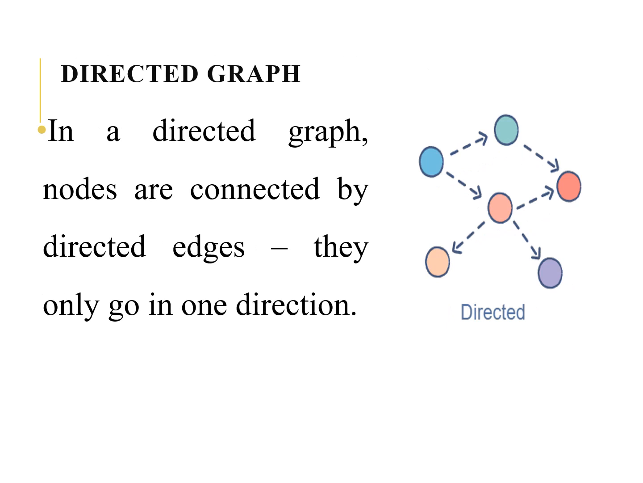Whereas in a directed graph, the arrow mark will be given and it represents the direction of traversal. In a directed graph, nodes are connected by directed edges. They only go in one direction. We can't have bidirectional traversal.